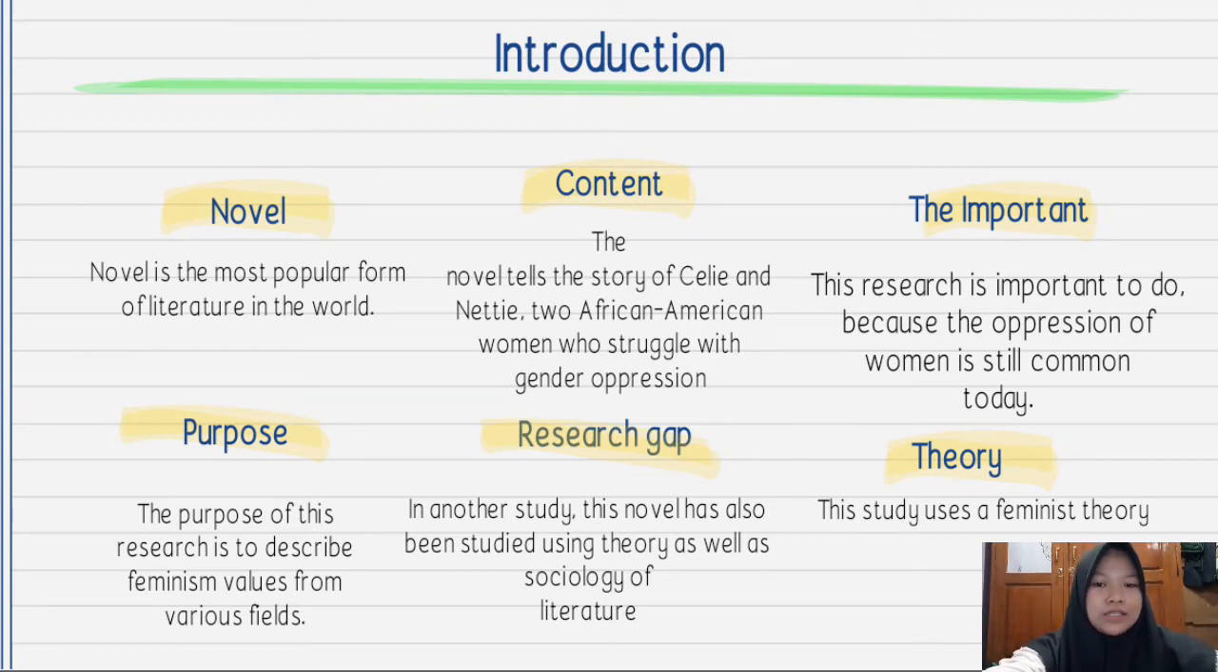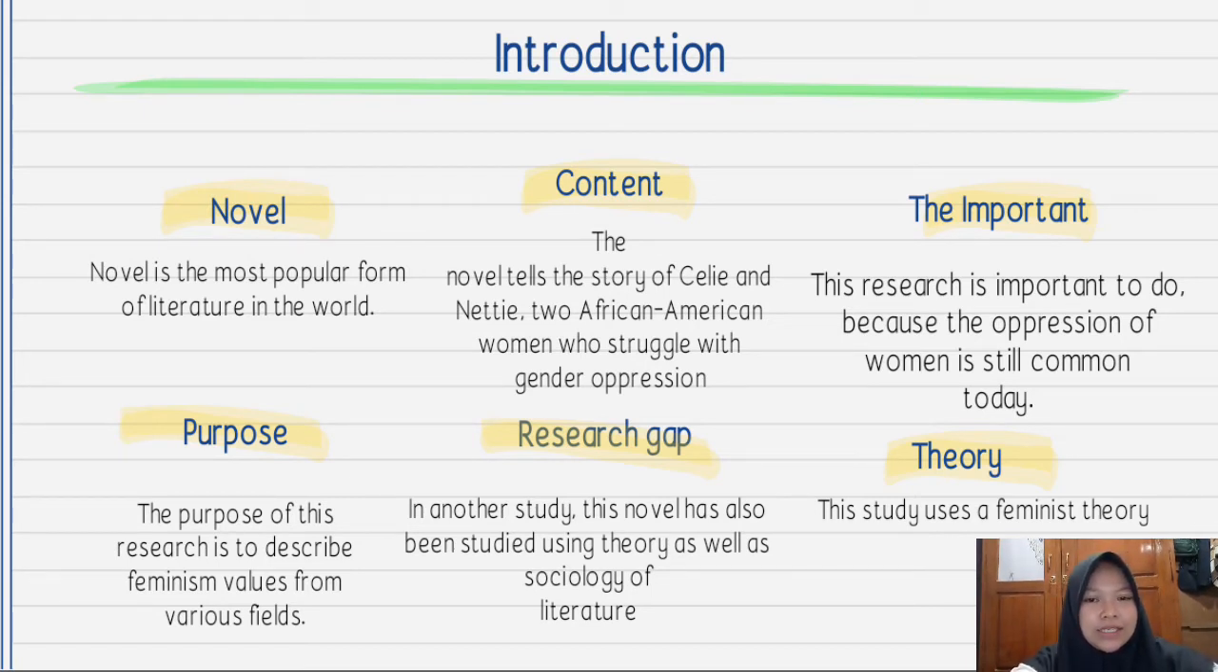The novel tells the story of Celie and Nettie, 2 African-American women who struggle with gender oppression in a male-dominated African-American society in the early 19th century. The writer chose this novel as the object of research because in The Color Purple, the woman's oppression is clearly visible.